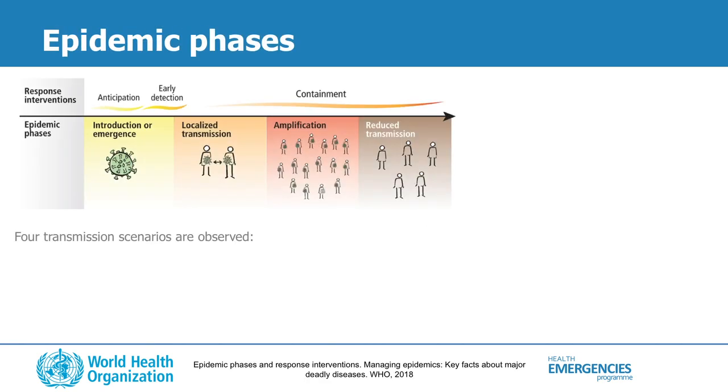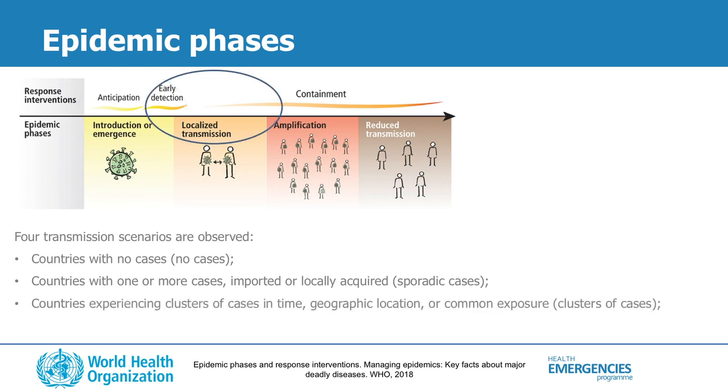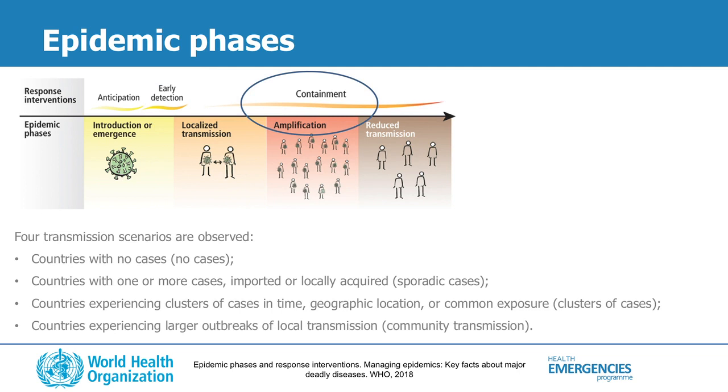Currently, countries are experiencing one or more of these epidemiological scenarios. Country with no case, country with 1 case or more, imported or locally acquired, country experiencing cluster of cases in time, geographic location or common exposure, and country experiencing larger outbreaks of local transmission with community-based transmission. Major interventions should be put in place immediately and then scaled up according to the epidemiological scenario.